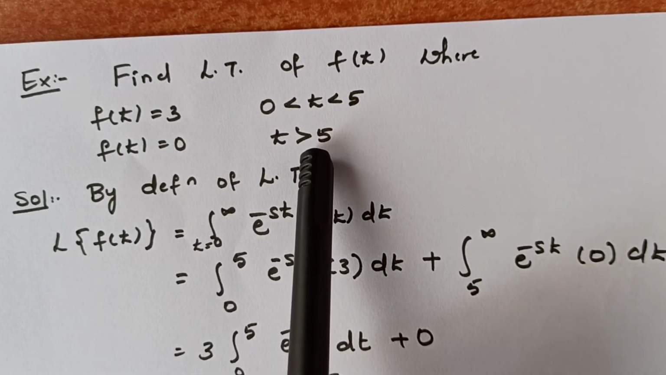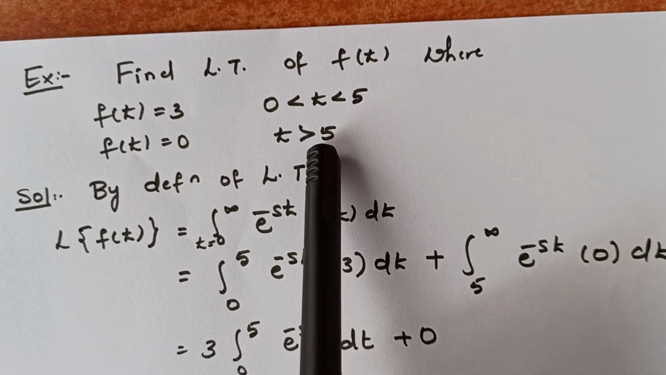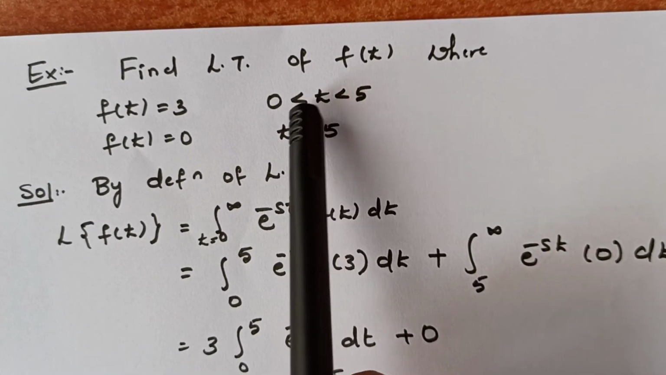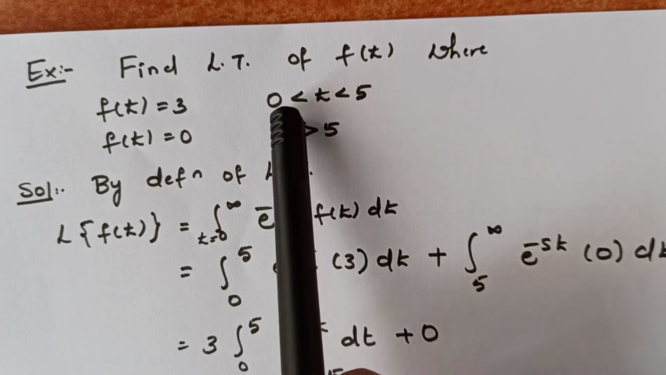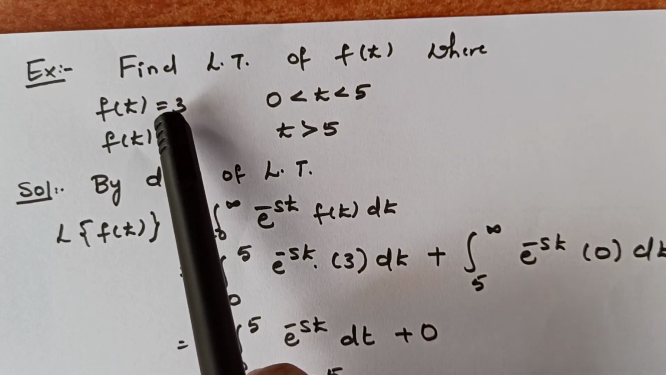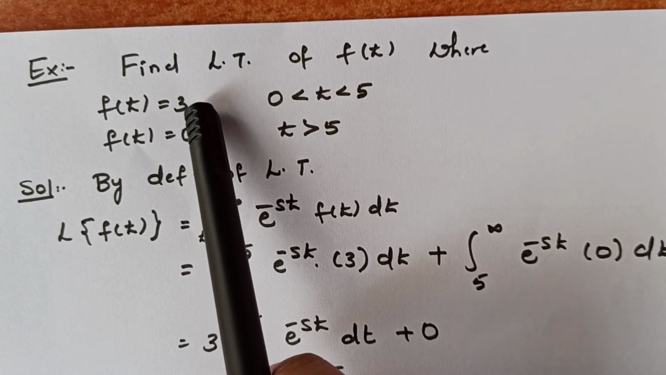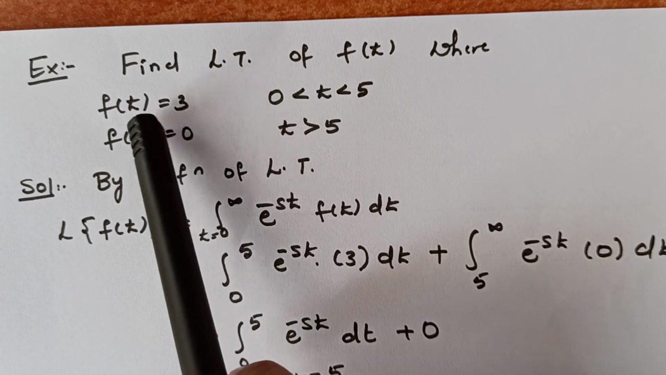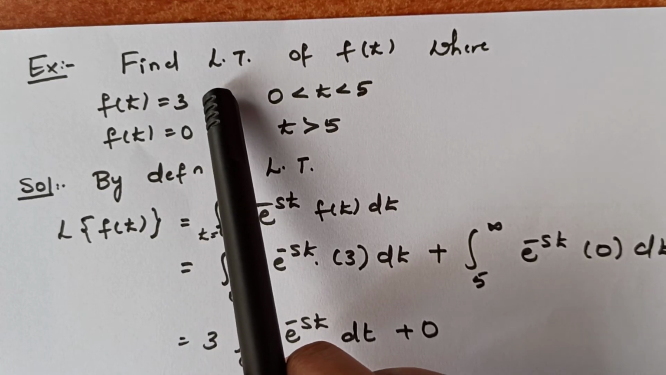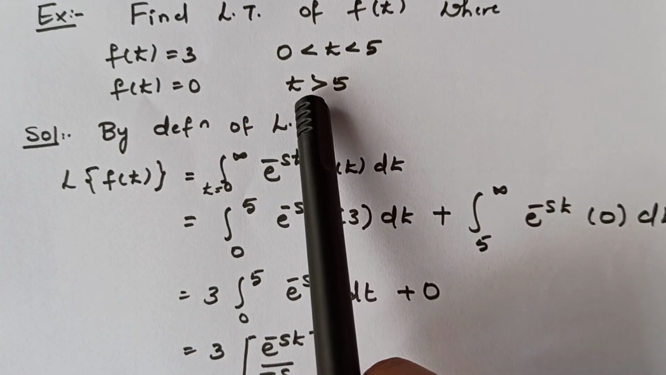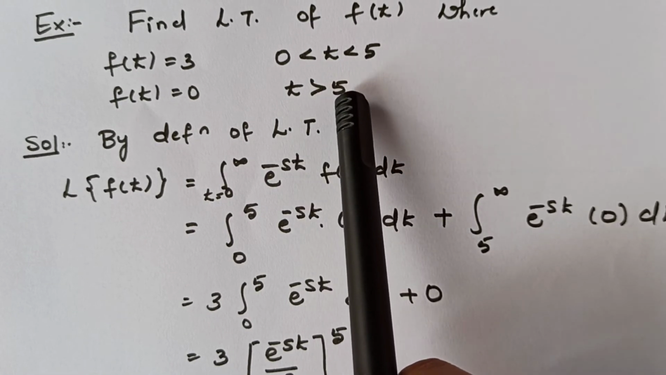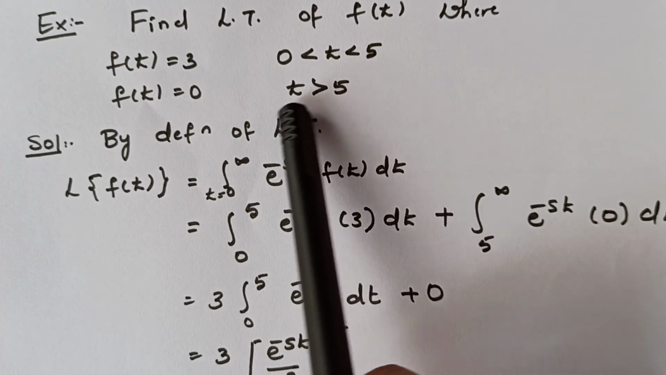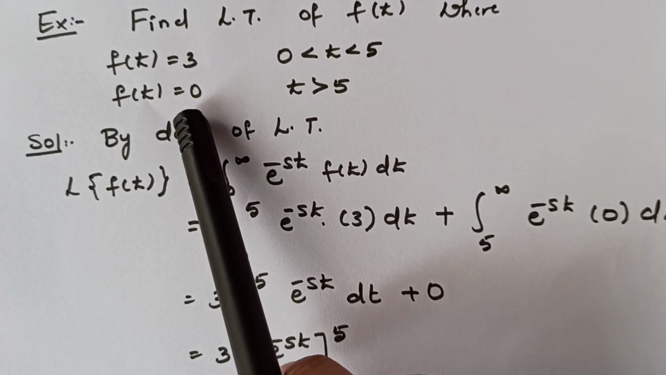For t greater than 5, in the sense that t varies from 5 to infinity. In the interval where t varies from 0 to 5, f of t is equal to 3. This is a constant in the time domain. So here we don't have any function of t; f of t equals 3 is a constant. And in the interval t greater than 5, in the sense that t varies from 5 to infinity, f of t will be equal to 0.